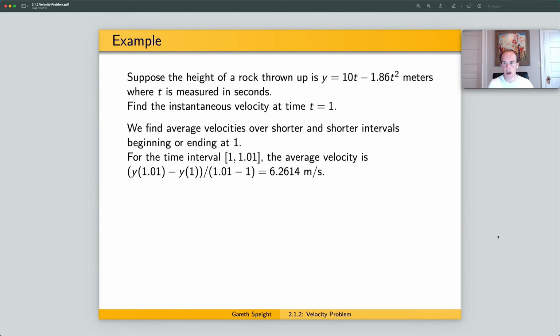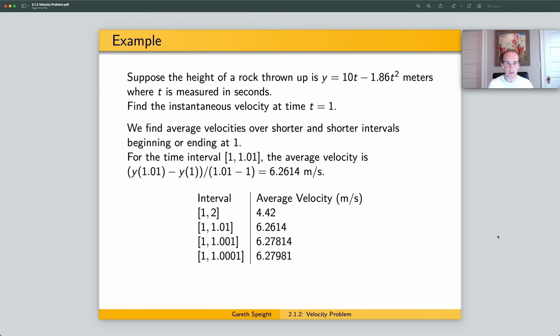And we said we are supposed to do this over shorter and shorter intervals. So here's the same calculation, just done over different intervals from 1 to 2, 1 to 1.01, and so on as they get smaller and smaller. You might ask, why did I pick these intervals? Well, I just picked them to try to see the pattern. You could have also picked 1 to 1.05, 1 to 1.005, and you would have got very similar outcomes.